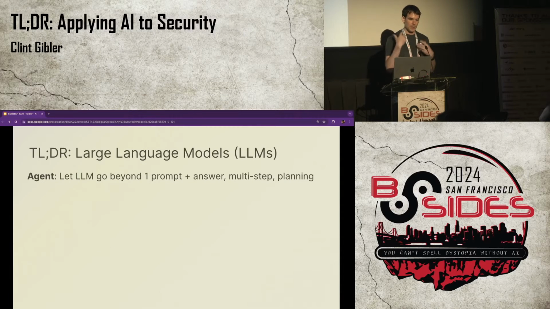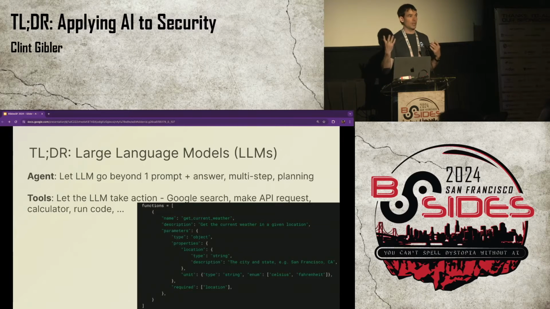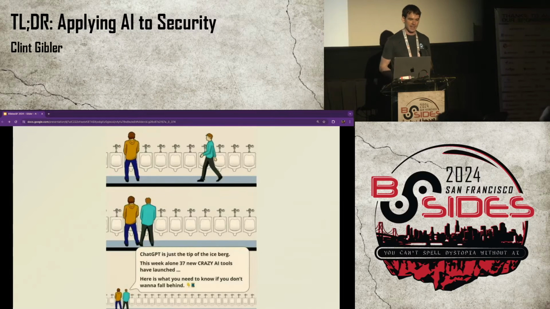over it. So an agent: instead of just, given this prompt, give me this output, maybe you want to do some sort of multi-step analysis, maybe you want some sort of complicated planning or multiple agents all communicating together to solve some problem. Agents allow you to do that versus just single prompt and response. Tools let the LLM take action, such as do a Google search, make some API request, calculate something, run code, or use security tools, which we'll look at in a second.